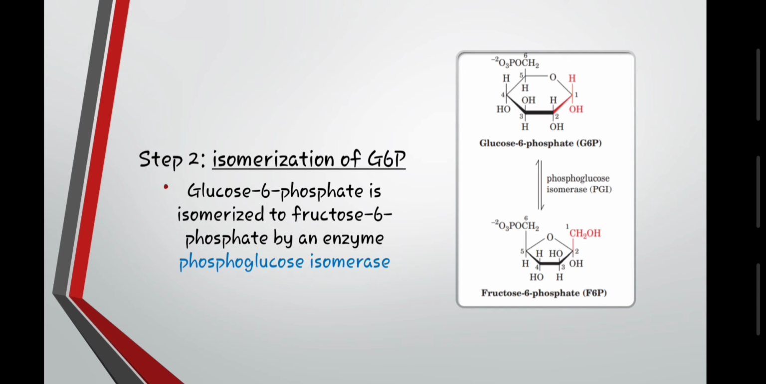And reaction 2 involves the isomerization of glucose 6-phosphate. So glucose 6-phosphate, which has been produced in the first step, is isomerized to its isomer called fructose 6-phosphate, and this process is catalyzed by an enzyme called phosphoglucose isomerase. So this process, as indicated with arrows, is reversible. So you are isomerizing G6P.